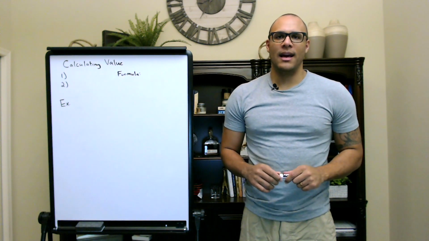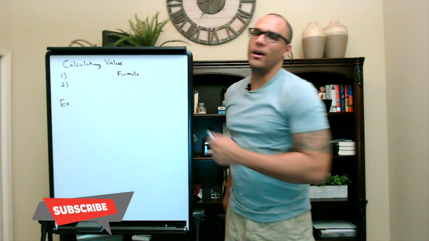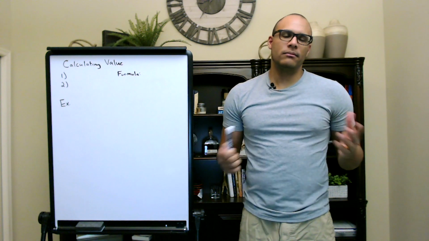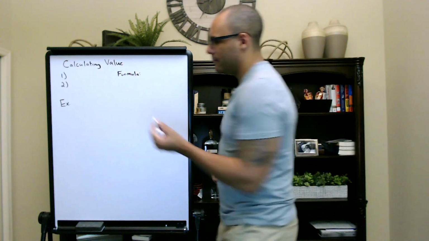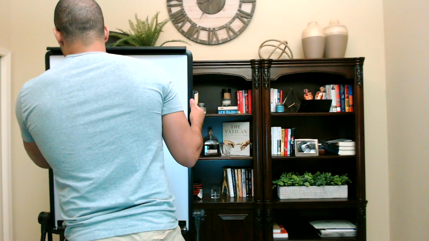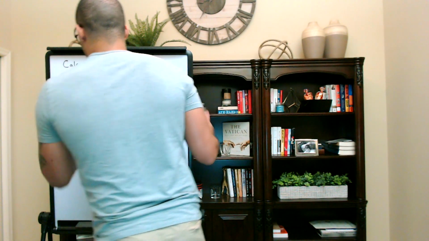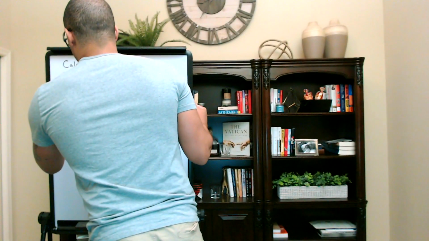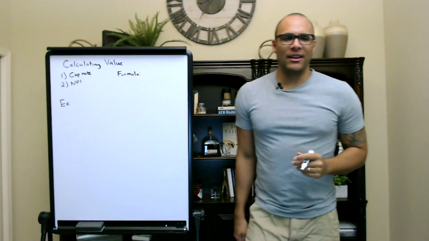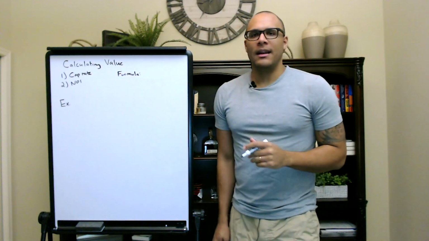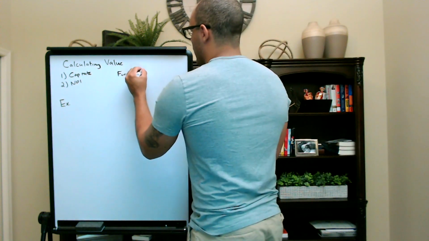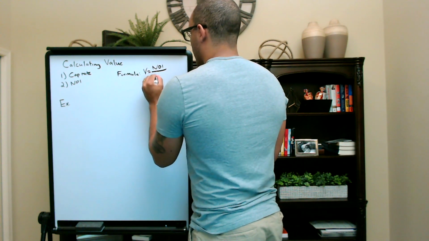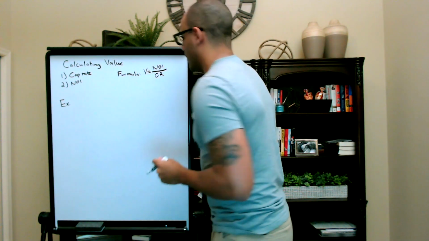And today I want to talk about how to calculate the value of your apartment. The value of your apartment is based mainly on two factors. Number one is the cap rate, and number two is the net operating income, commonly referred to as the NOI. The formula for value, which we'll call V, equals the NOI divided by the cap rate, which we'll say CR just for now.